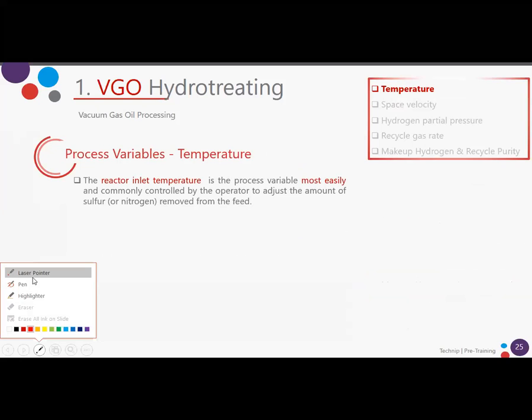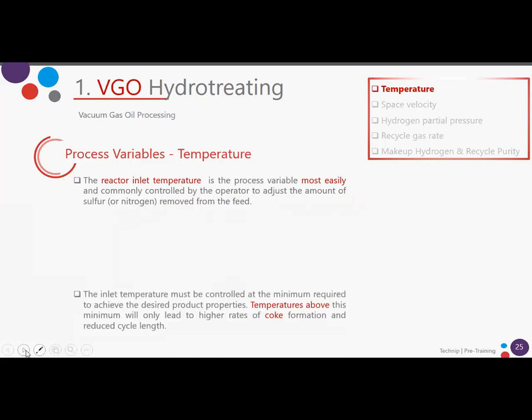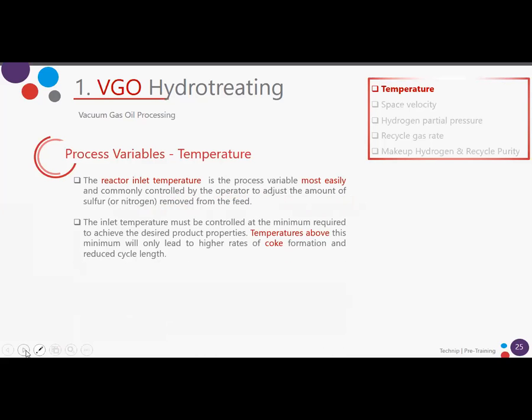Okay, so the reactor inlet temperature is the process variable most easily and commonly controlled by the operator to adjust the amount of sulfur or nitrogen removed from the bed. The inlet temperature must be controlled at the minimum required to achieve the desired product properties. Temperature above this minimum will only lead to high rates of coke formation and reduced cycle length. We will use here also, as we have seen in the other units, the weighted average bed temperature. Okay?